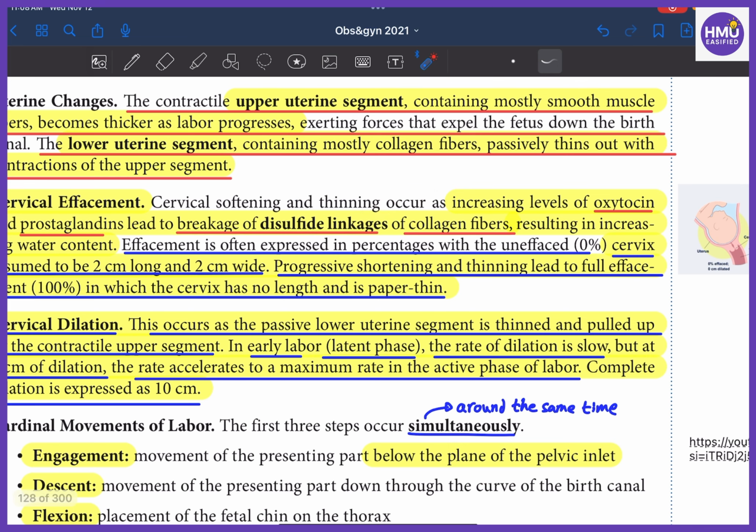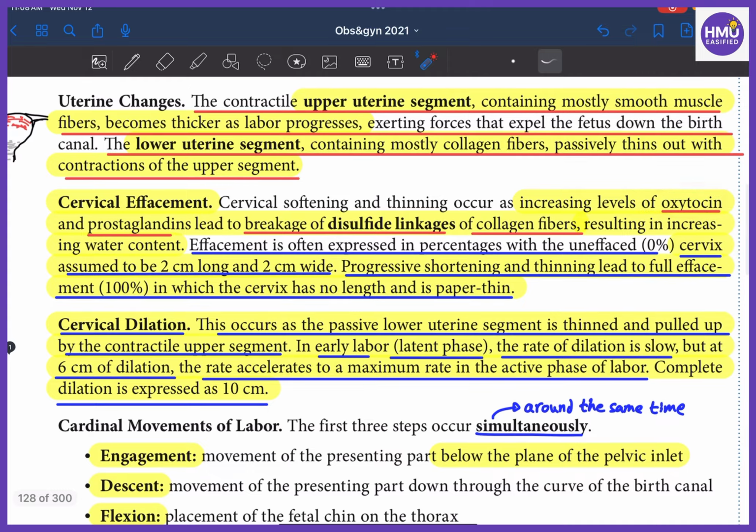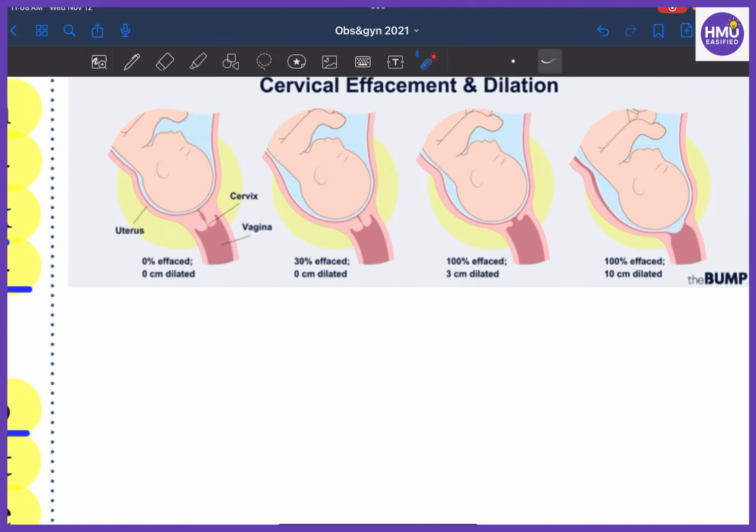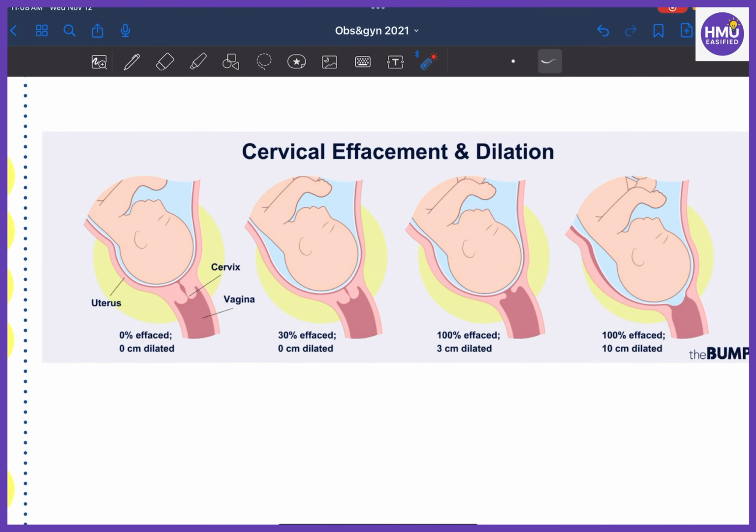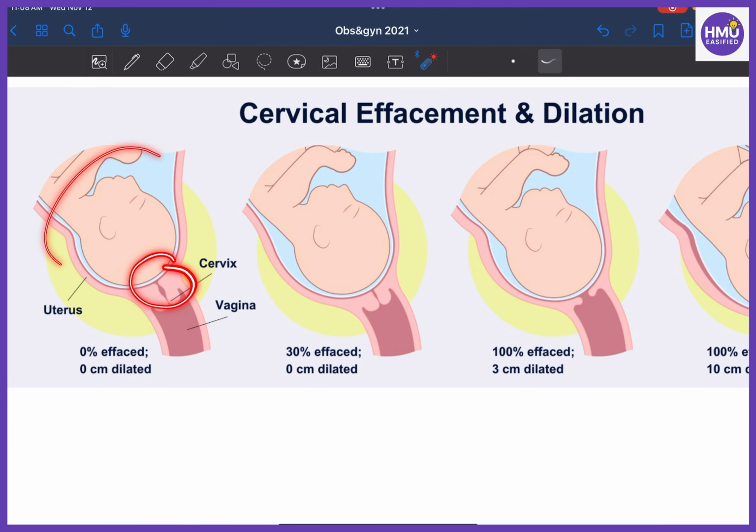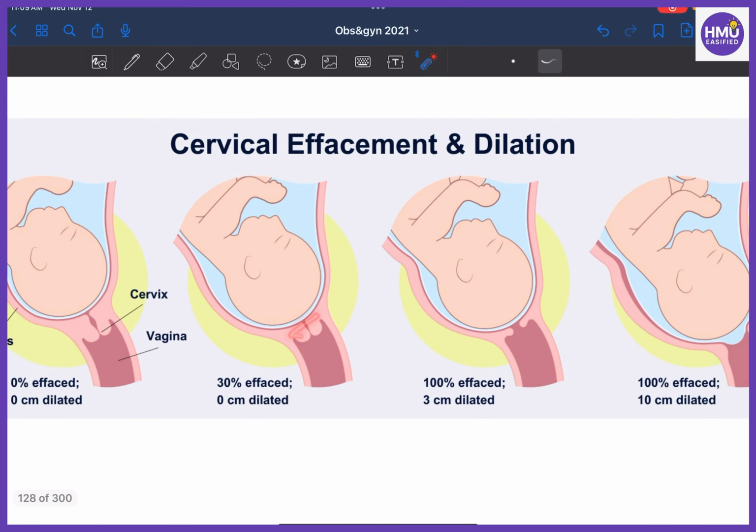Okay, the thinning occurs because of increasing levels of oxytocin and prostaglandins. So what is cervical effacement? This is the cervix. This is the child and the uterus. So this is during 0% effacement. Okay, there is 0 centimeters dilatation of the cervix. This is the cervix. It's normal. During 30% of effacement, we see the cervix has changed a bit. You see it's big here, it becomes a bit smaller here, okay? But there's still no dilatation.